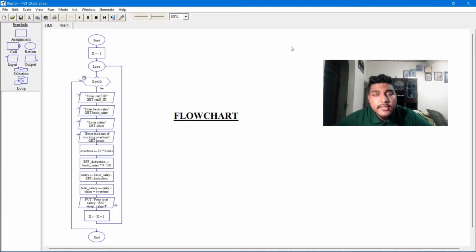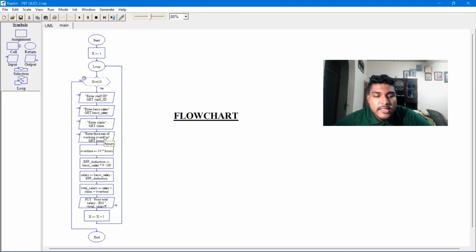So now let us go to the flowchart of problem 2. First, we have to enter the initialization, which is x is 1. Then continue with looping, because we have to enter the loop first. So x less than or equal to 20, because in this case there are 20 employees, so we have to calculate the salary for all the employees. Then we have to enter all the inputs, which is enter staff ID, enter basic salary, enter claim, and then enter the hours of working overtime.